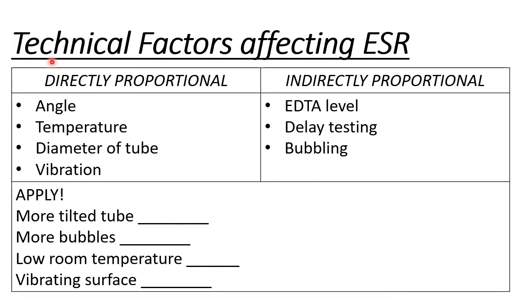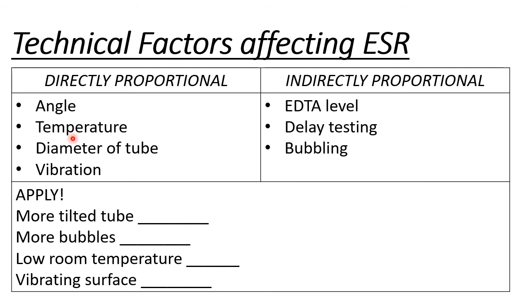Okay. Technical factors naman. Outside of your blood specimen, sino yung mga nagpapa-affect sa ESR? Okay, directly proportional ang angle, temperature, diameter of tube, and vibration. Mas mataas yung tilting. Ano ba yung tilting? Yung hindi straighten up ng ating tube, mas mataas ang ESR. Kumbaga, ang rule natin dapat naka-straighten up yung ating tube. If ever na nagkaroon ng angular or tilting, napapataas or naapektuhan yung ESR, increasing the rate of sedimentation.